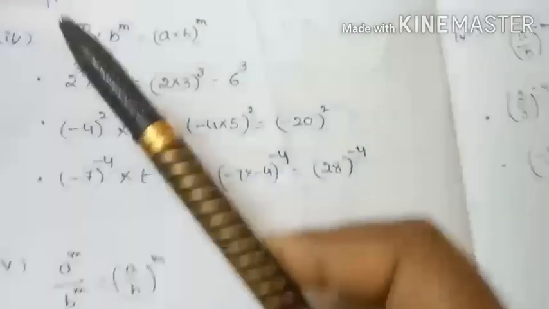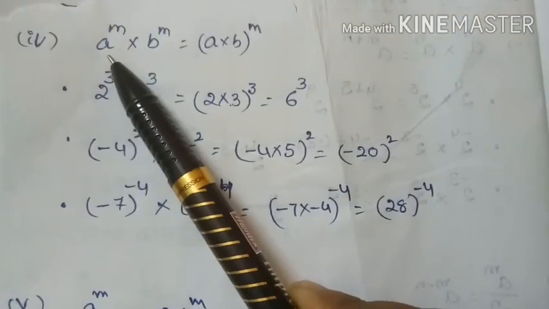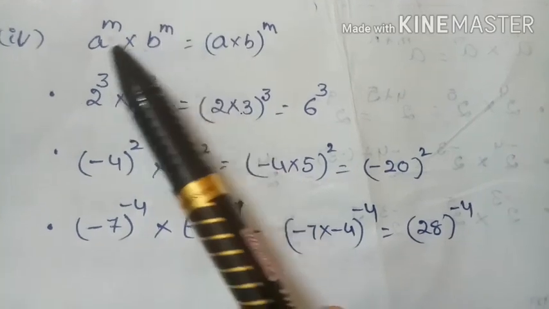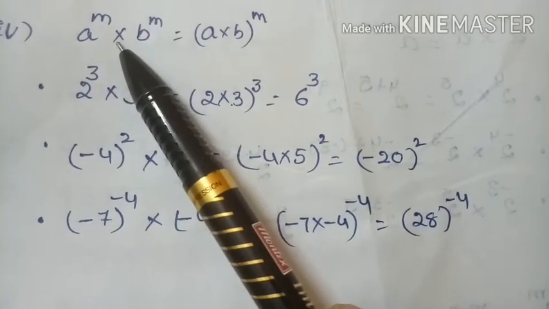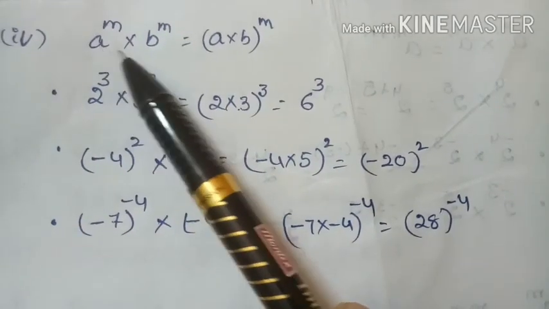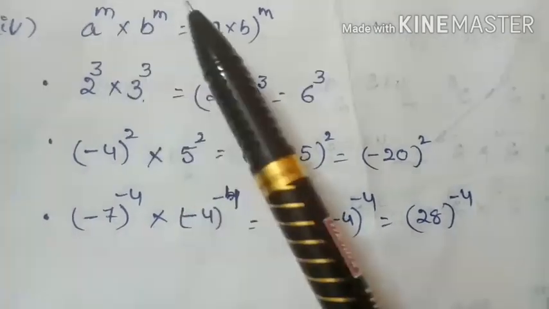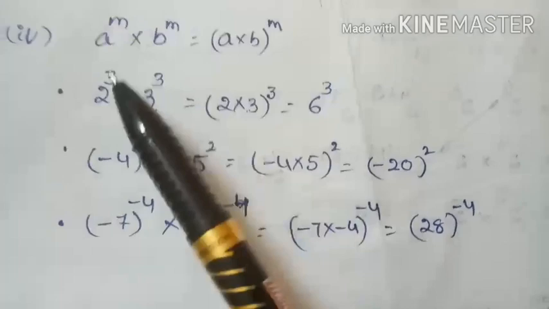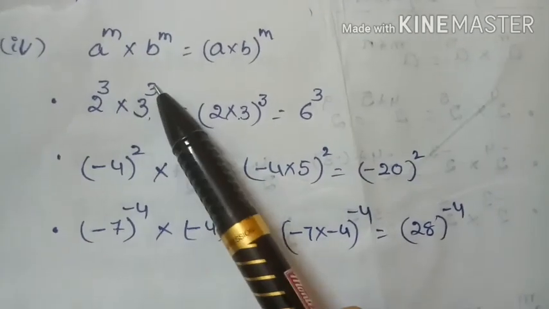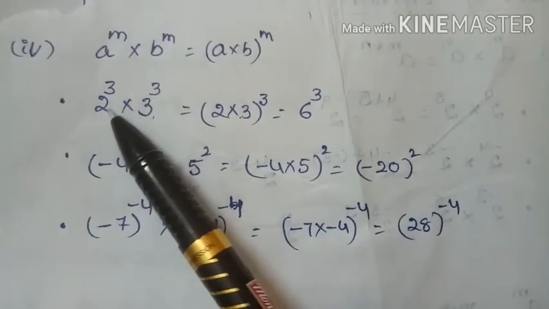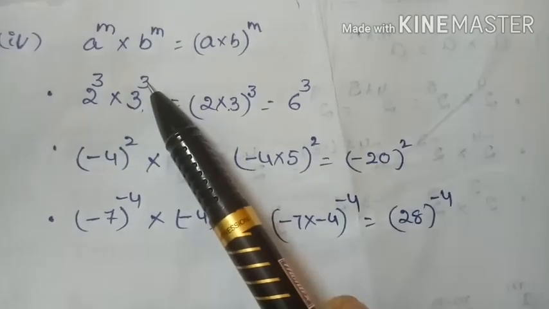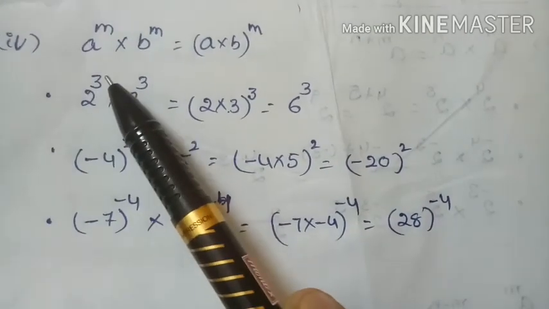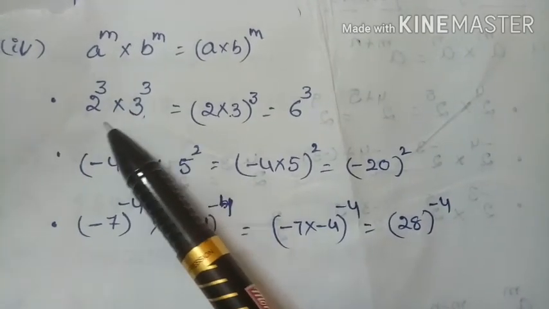Next one: a power of m into b power of m. When powers are equal and bases are not equal in multiplication, we know the product of the bases is raised to the power: a into b whole to the power of m. For example, 2 cube into 3 cube. Here the bases are different but the powers are equal. It is in multiplication, so simply multiply the bases.